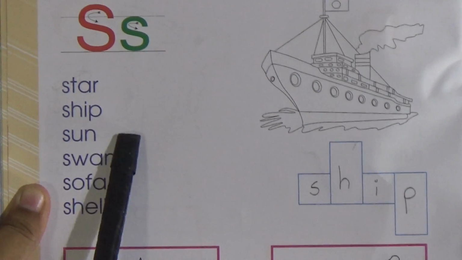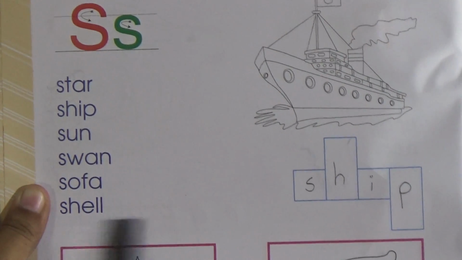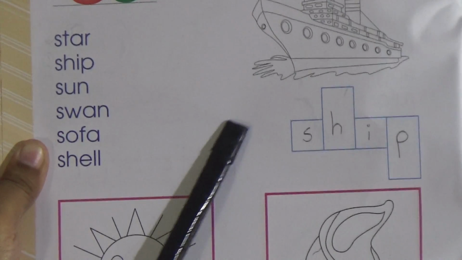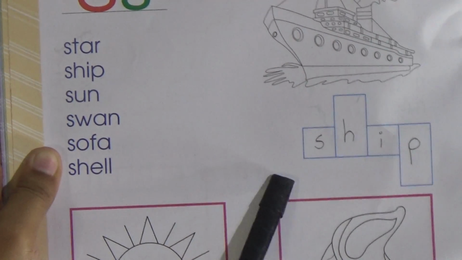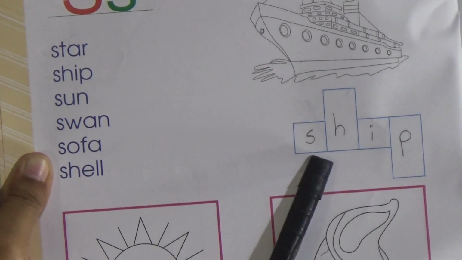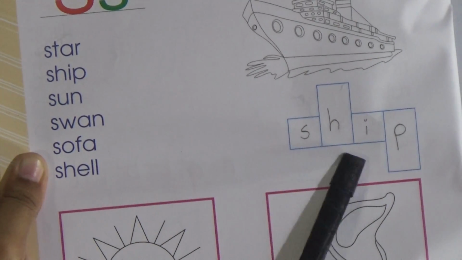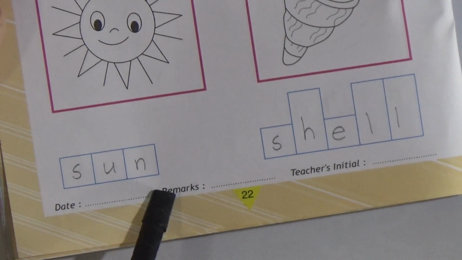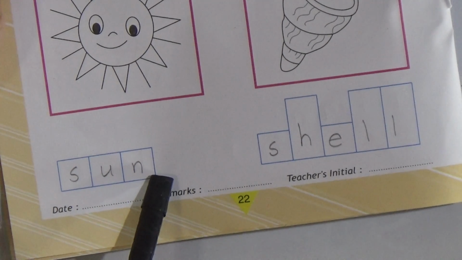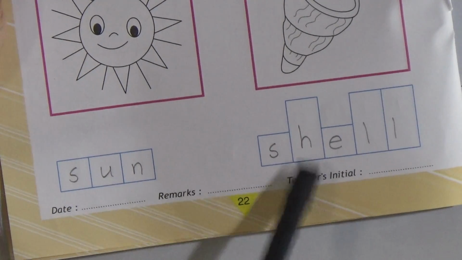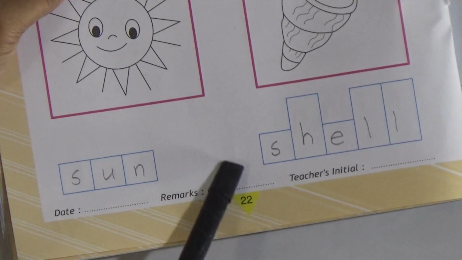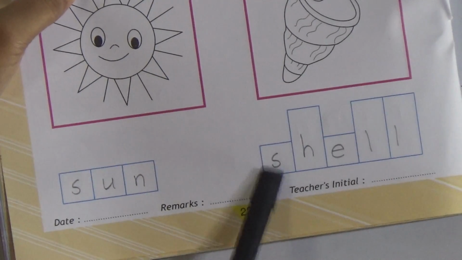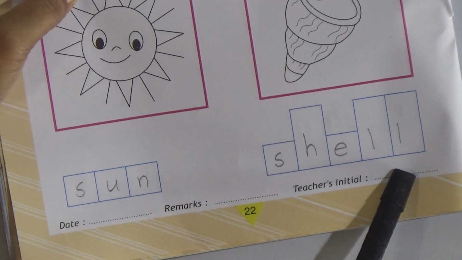S. S for star, ship, sun, swan, sofa, shell. So what is this, students? This is the picture of a ship. S-H-I-P, ship. This is sun. S-U-N, sun. And this is the picture of shell. S-H-E-L-L, shell. Now go to the next page.